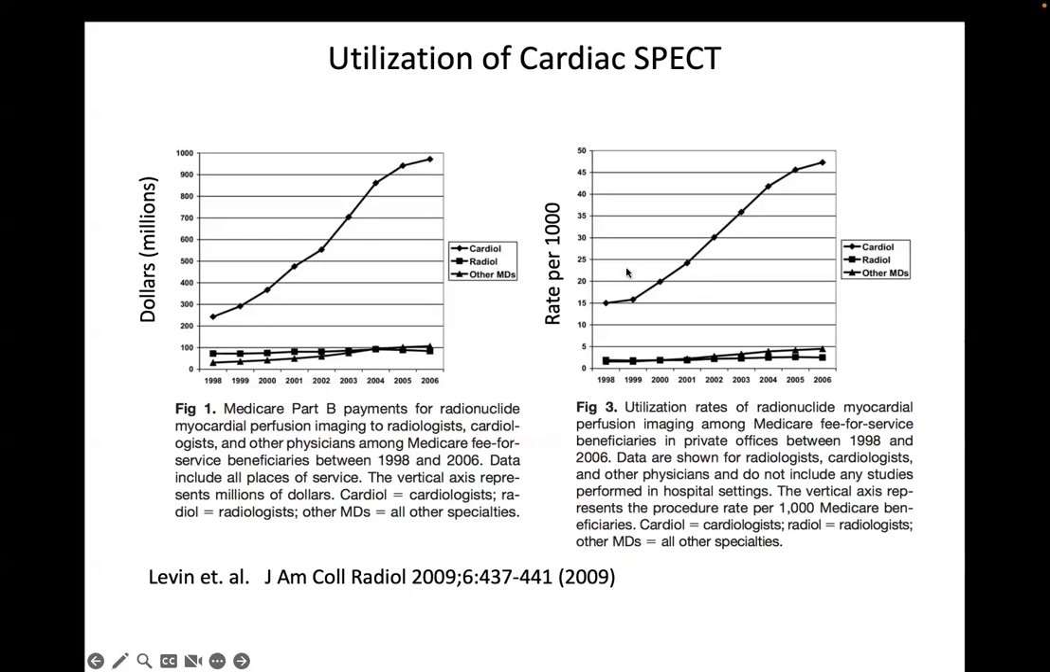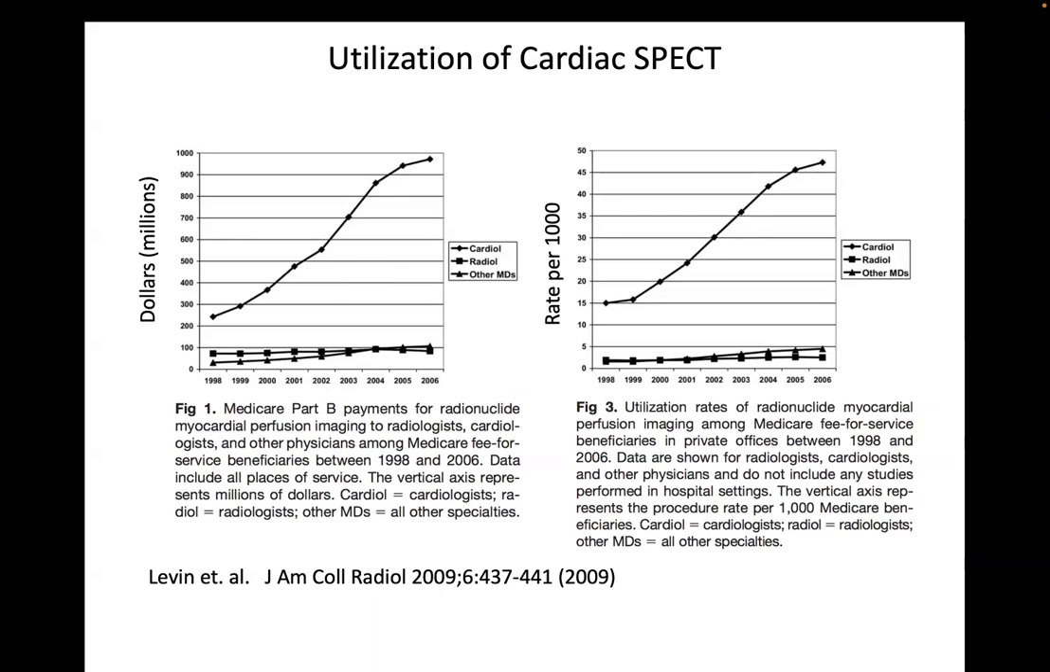And it's not that the procedure itself got more expensive, that's increasing the revenue. Is the fact that so many more people are getting it. And this is the rate per 1,000 patients in the Medicare Part B, excuse me, who get this test when they show up at the cardiologist's office. And so here you have 15 out of 1,000 in 98, and now we're up to 50.